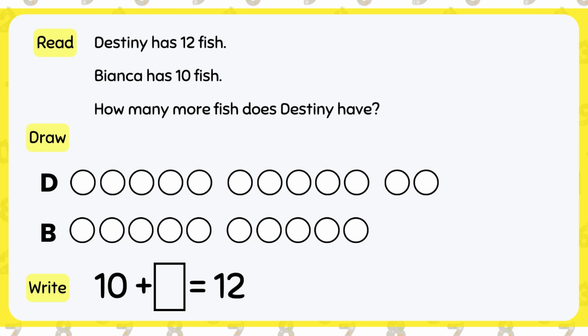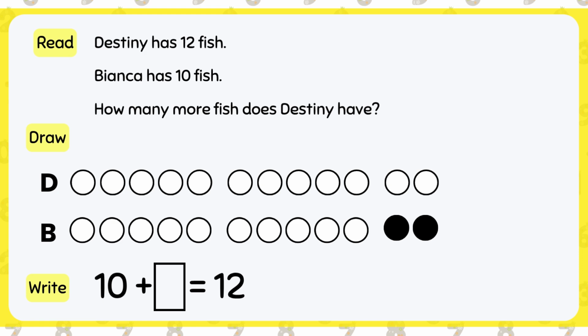So let's see, if I'm going to count on, I can just say 10, because that's what Bianca has. And then I'll draw circles until I get to 12. And then I'll say stop. Okay, here we go. So 10, 11, 12. Stop. Okay, friends, why did I color in those circles? Yes, I colored in those circles so it's very clear what the change is, right? And it really helped me to keep track of how many more fish I'll need so that we match Destiny's.